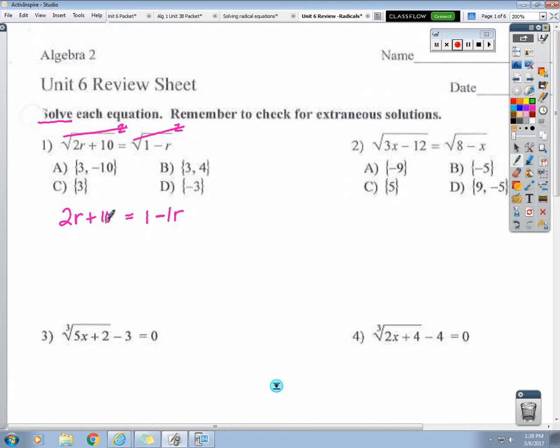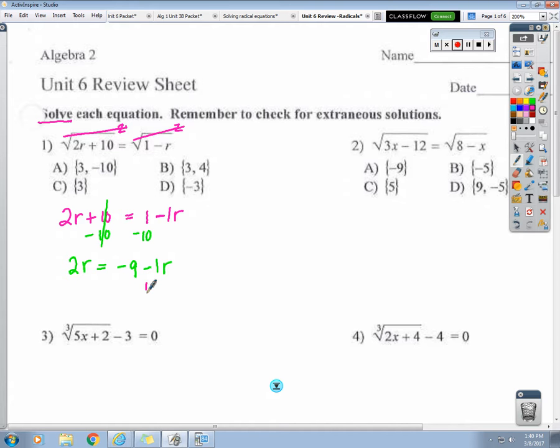You're going to get the right answer as long as you do the rest of it correct. So subtract 10, and then you would subtract 10 from the 1. So now those cancel. On the left, I'm left with 2r. On the right, what am I left with? Negative 9 minus 1r, correct? Because 1 minus 10 is negative 9, and then minus 1r. Now I only have one choice. What do I have to do?